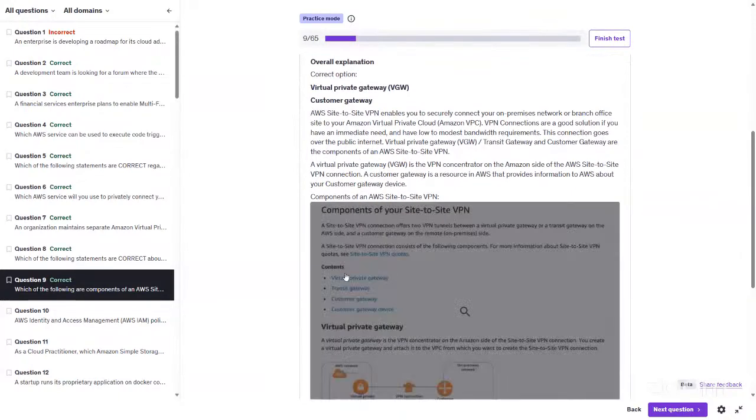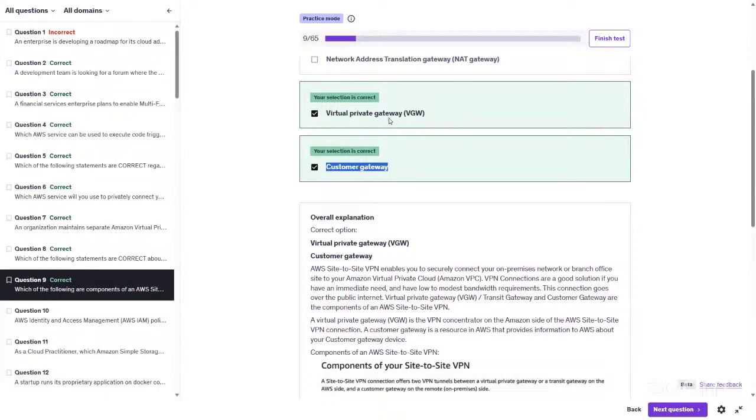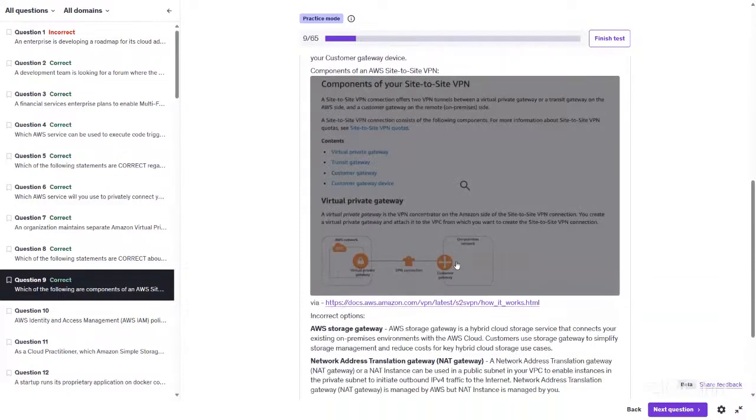These are the components, right? The components are the virtual private gateway and the customer gateway, and the customer gateway device, because you're connecting on premises to the cloud. So you need something from the customer end and you need something from your side. On your own side is the virtual private gateway, which is on the cloud, and then the customer gateway is the one that is on their on premises network.